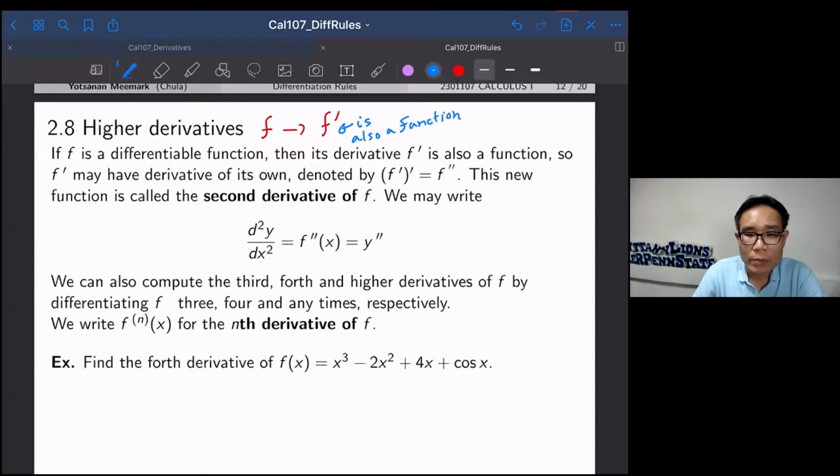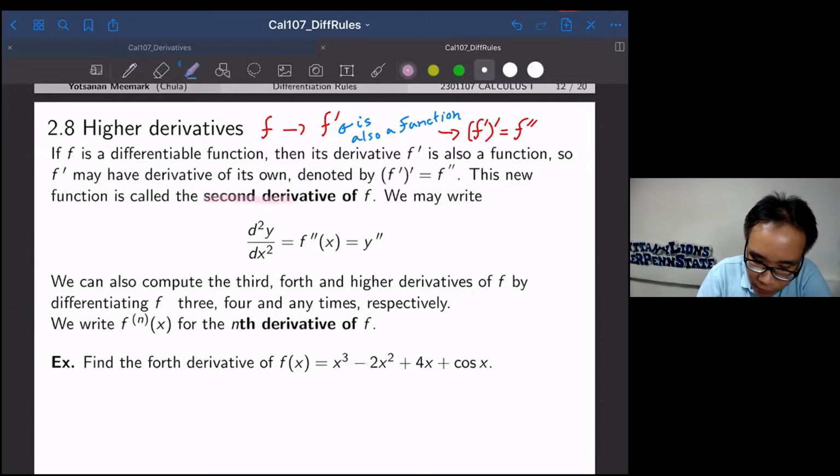So it makes sense to differentiate this again. When you differentiate it again, you get another derivative, the derivative of f prime. In notation, we write this as f double prime, and it is called the second derivative. For the second derivative, we just differentiate the function f twice.